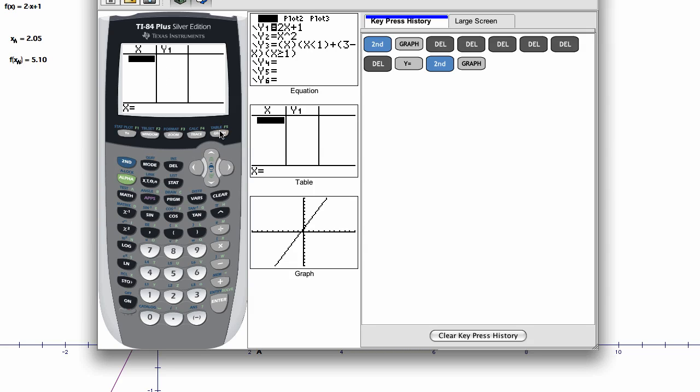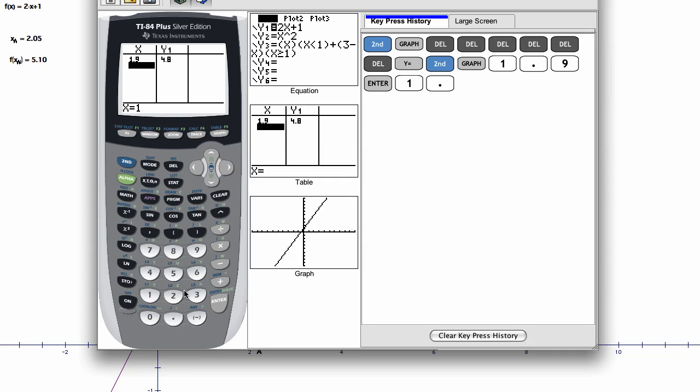So I'm going to bring up my table on my home screen, and I'm going to plug in values that get very, very close to 2. Remember, I don't care about what happens at 2. Maybe 2 exists, maybe it doesn't. It really doesn't matter. So I'm going to choose a number that's very close to 2 from the left-hand side. And 1.9 is pretty close, and I hit enter. And you see that I get a value of 4.8.